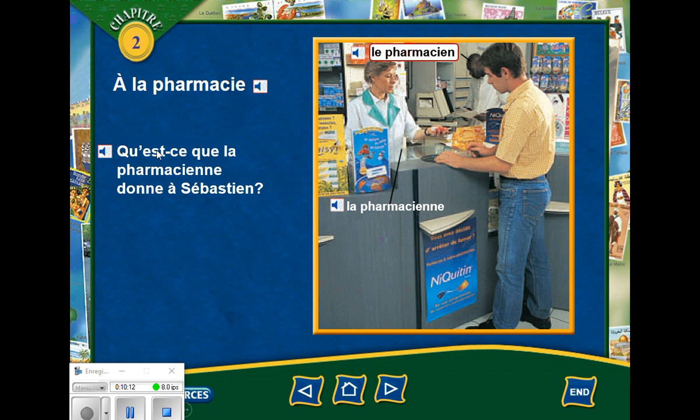And est-ce que here in the middle, that's kind of like in English when we say does. You know, we like to add extra verbs. We say, what do you do? I am doing. So I guess you could say that this est-ce que here in French is the equivalent to us adding do. What does the pharmacist give to Sebastian? Qu'est-ce que la pharmacienne donne à Sébastien?